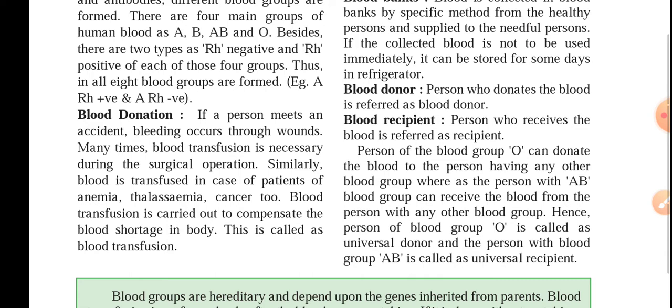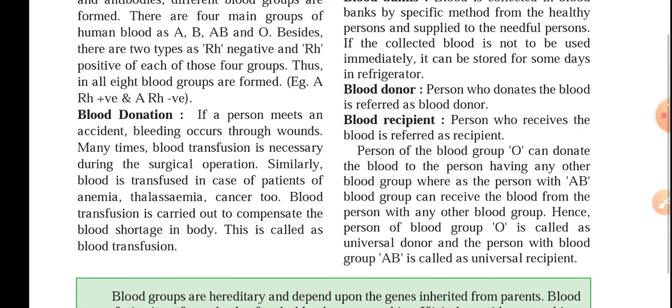O can donate blood to all groups but accepts only from the O group, and that's why O is called the universal donor. On a similar basis, AB can accept blood from all the three groups, that is A, B, O, and along with that, AB means from everyone, AB can accept blood. That's why AB is a universal recipient or receiver.